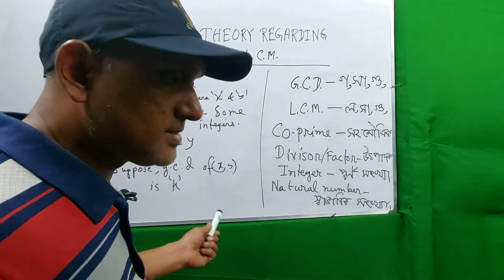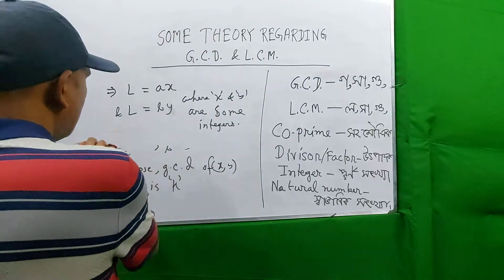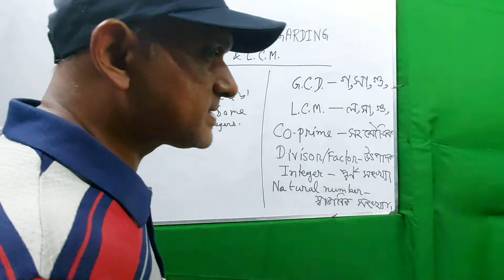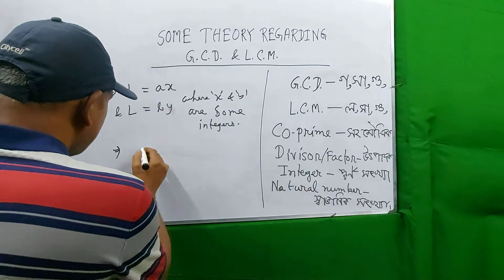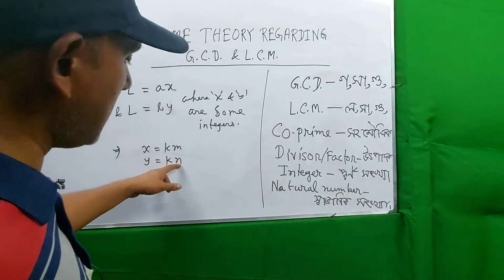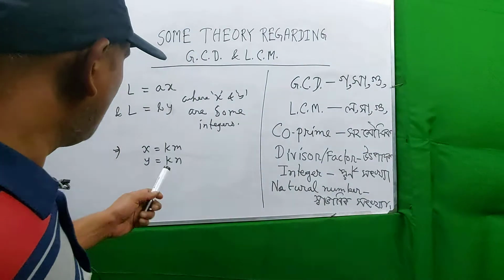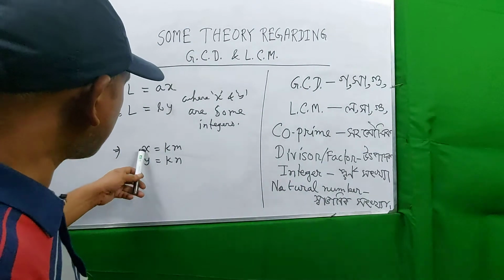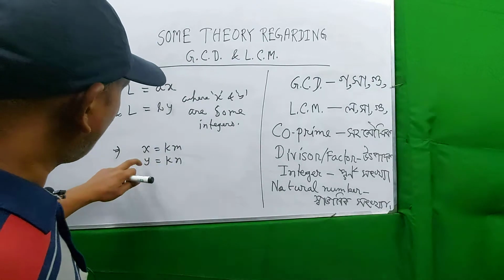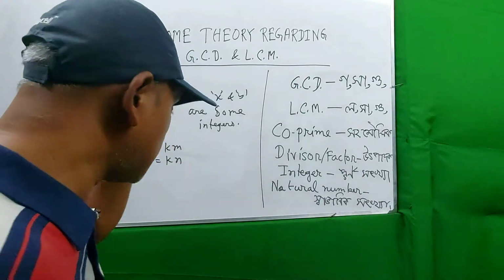Where k is a natural number greater than 1. Then from the previous lecture we can get that x is equal to km and y is equal to kn, where m and n are another two natural numbers. Since k is the G.C.D. of x and y, x is divisible by k, so x is equal to k times something m, and similarly y is also divisible by k, so y is equal to k times n, where m and n are another two natural numbers.